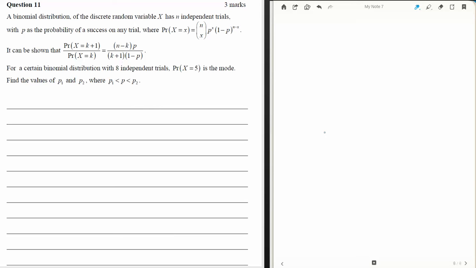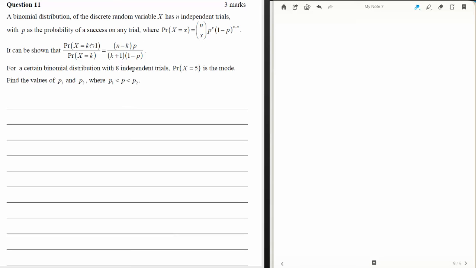This is for Year 12 Methods. It's KIL 2013 Exam 1, question number 11. We have a binomial distribution, X, with n independent trials, where the probability of success is p and the probability that X equals x is the normal binomial expansion: the number of ways you can get x out of n, times p to the power of x, times 1 minus p to the n minus x. It can be shown that this is the case.